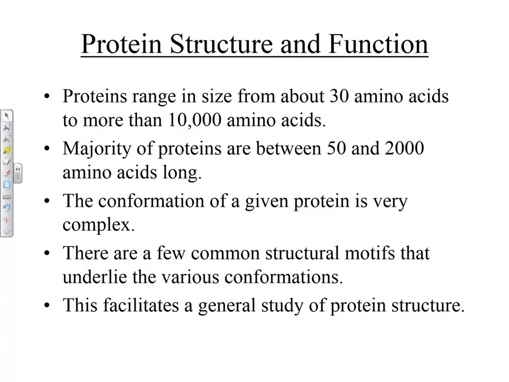Now, proteins range in size from about 30 amino acids to more than 10,000 amino acids. You can imagine, if you have 10,000 amino acids, how many possibilities there are at each location. There are 20 possible side chains, so it's 20 to the power of 10,000. That's the number of proteins that you could have of that size. But do you find them in nature? The answer is no.